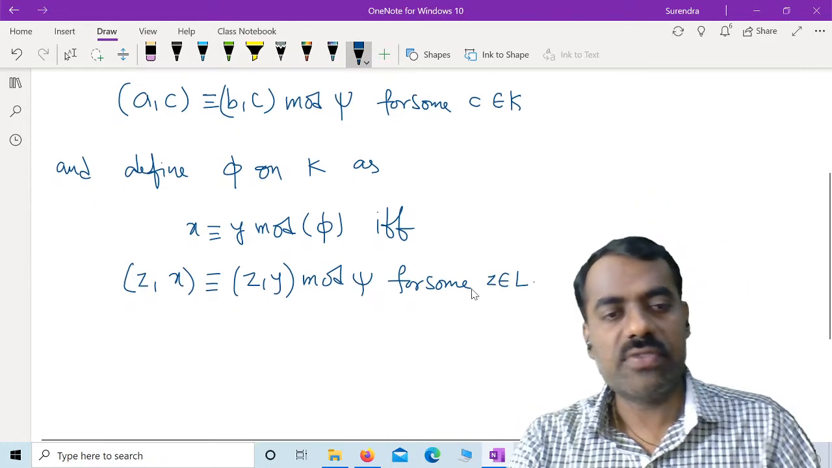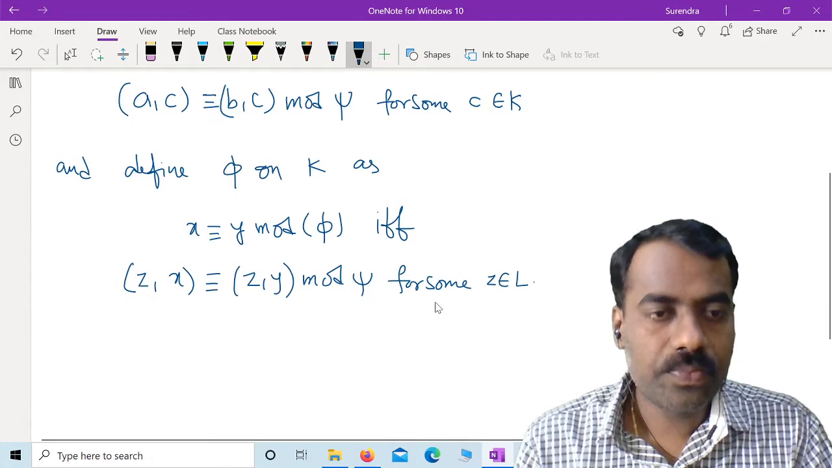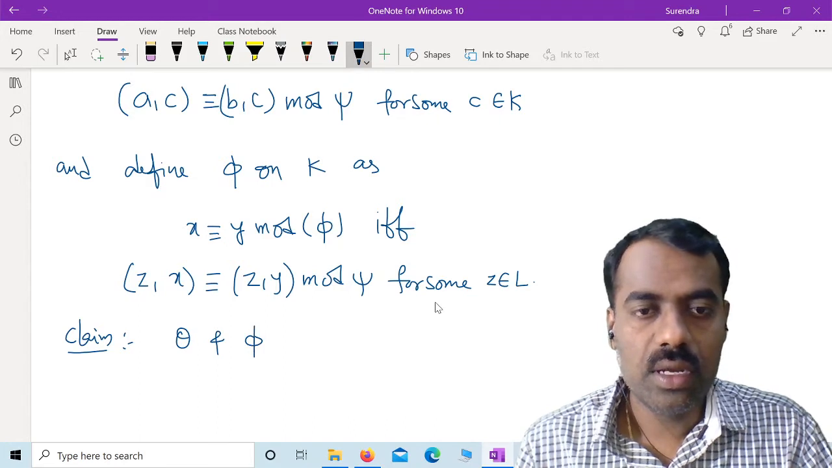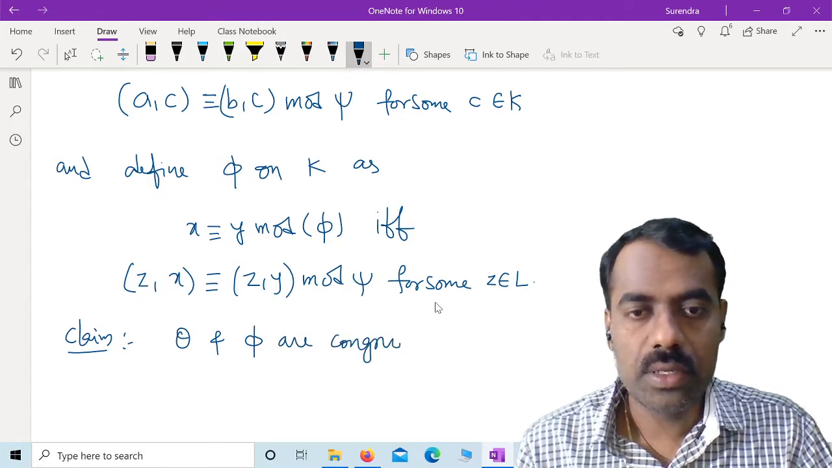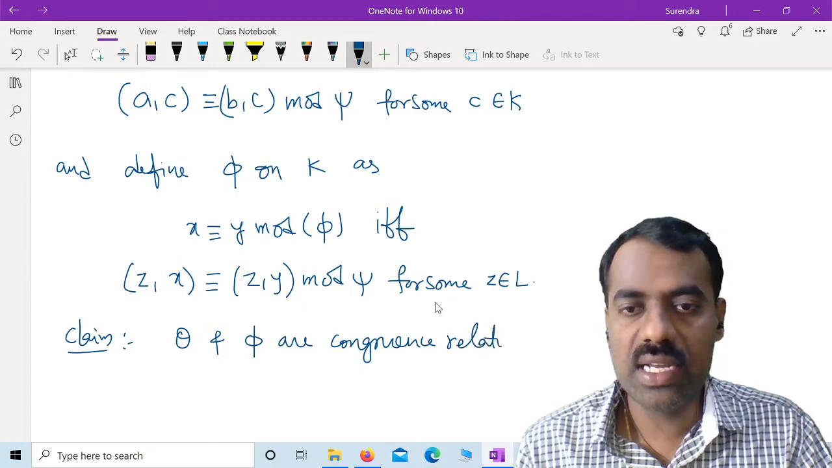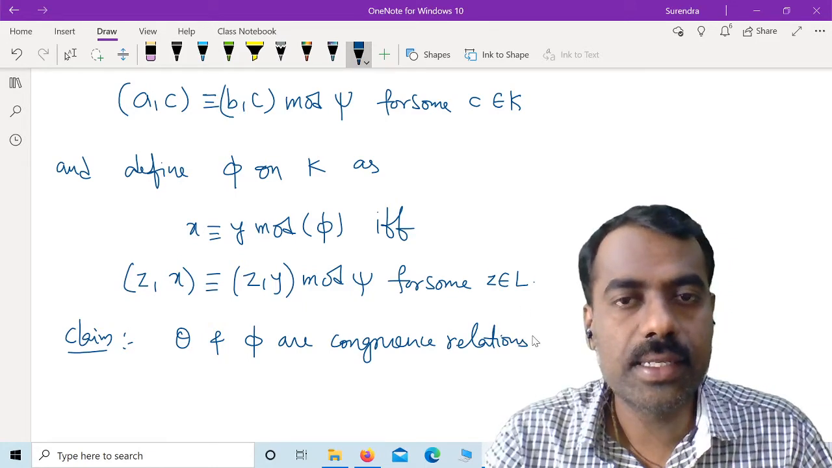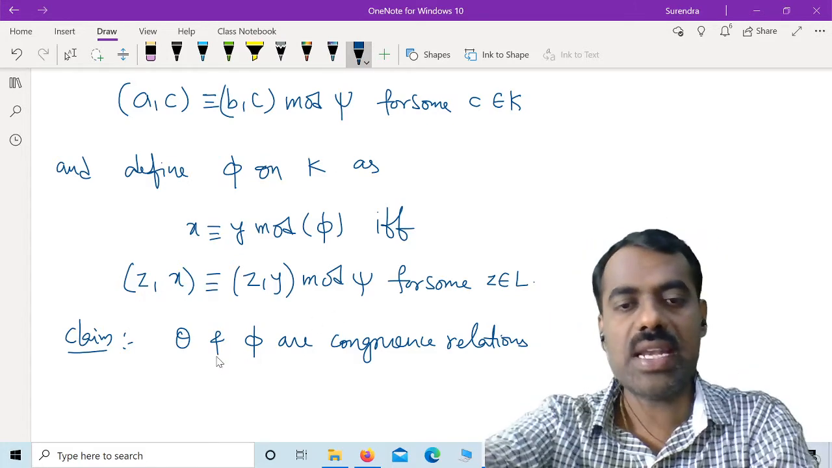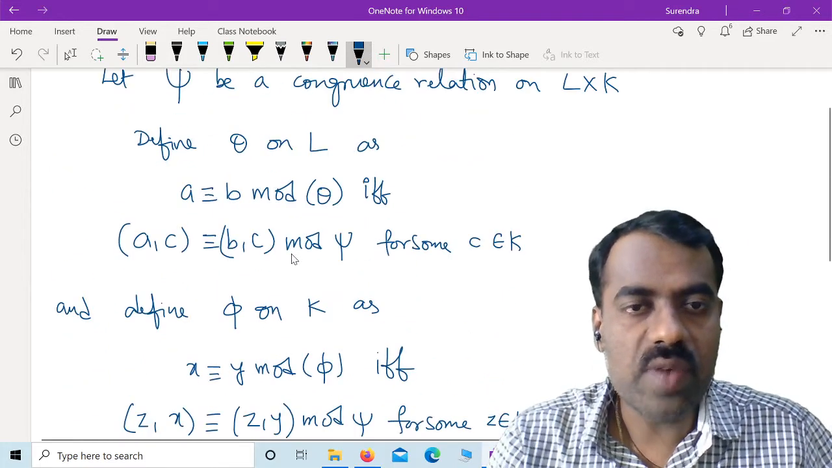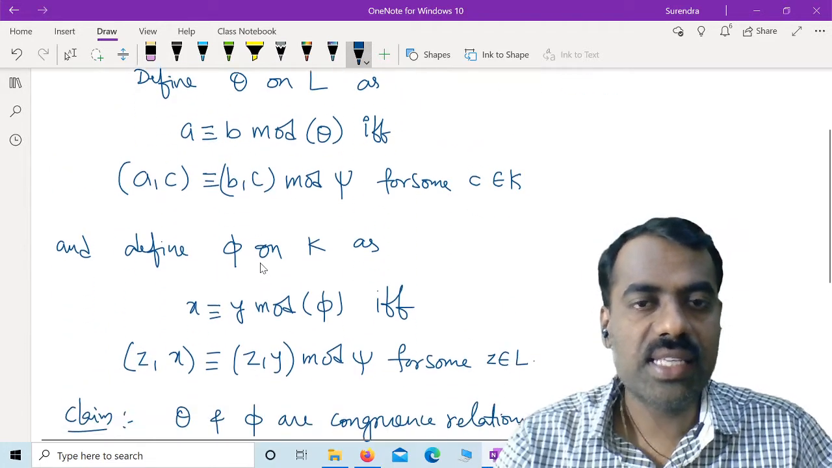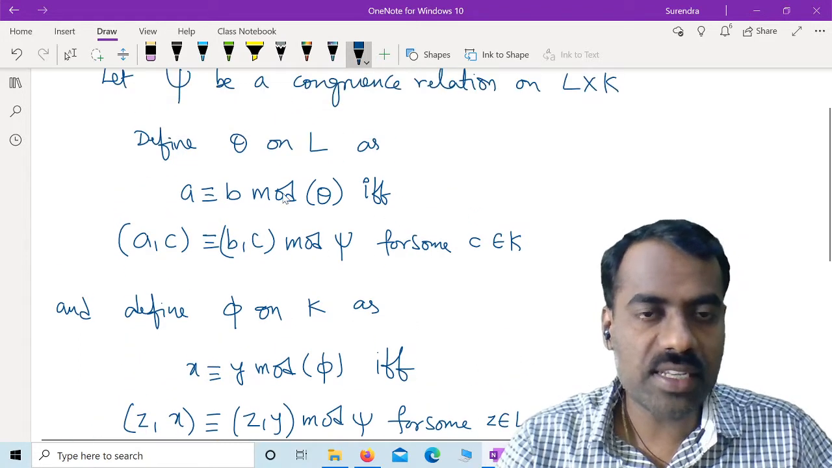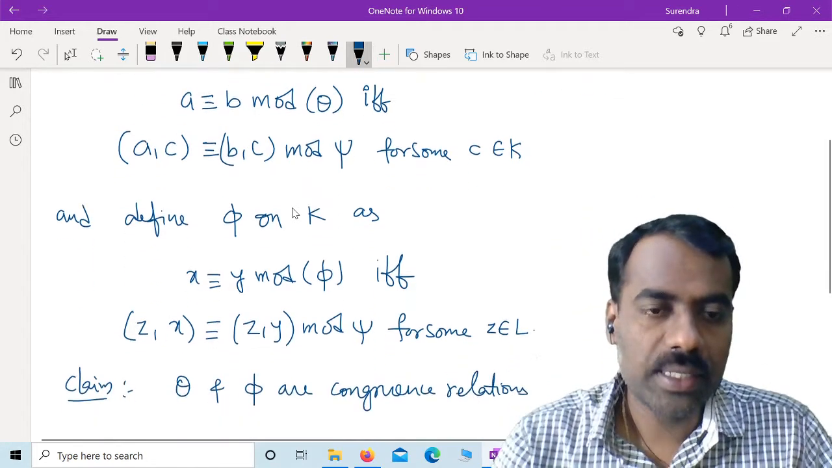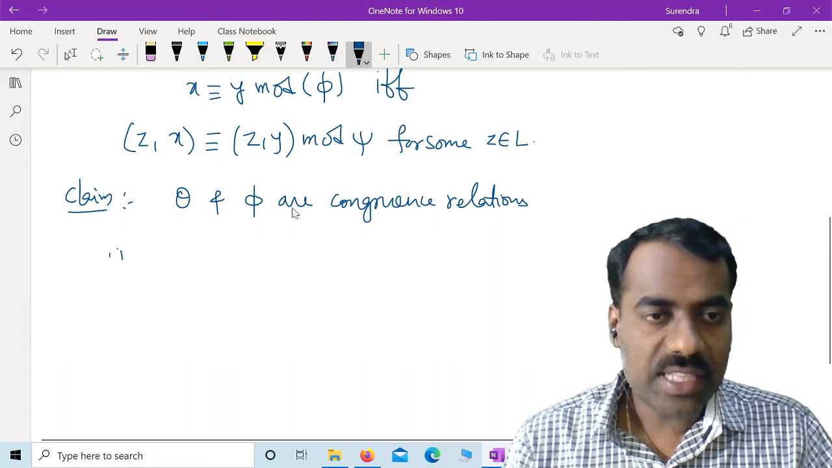Now after defining this, our claim is that first we make sure that theta and phi are congruence relations, because we are defining them, and it is not guaranteed that they will be congruence relations. Suppose we quickly see one; the other you can do the same way. We want to show theta, whatever we have defined here, is a congruence relation. That means we want to show that it is an equivalence relation and it satisfies the substitution property. Why is theta reflexive?